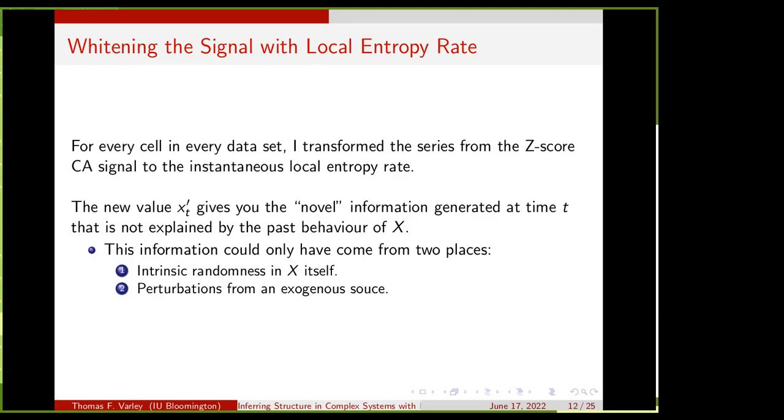And this new value gives you the novel information generated at time t that is not explained by any of the past behavior. Okay, so this is now activity that could only have come from 2 places. One is intrinsic randomness in the cell itself, or perturbations from some exogenous source. All right, so if we think about the hierarchy, the levels, there's the element specific level, and then there's the interactional higher order level. What I've tried to do is basically just carve out everything at the element level and chuck it, so that everything that's left is interactions from sources exogenous to the variable itself.